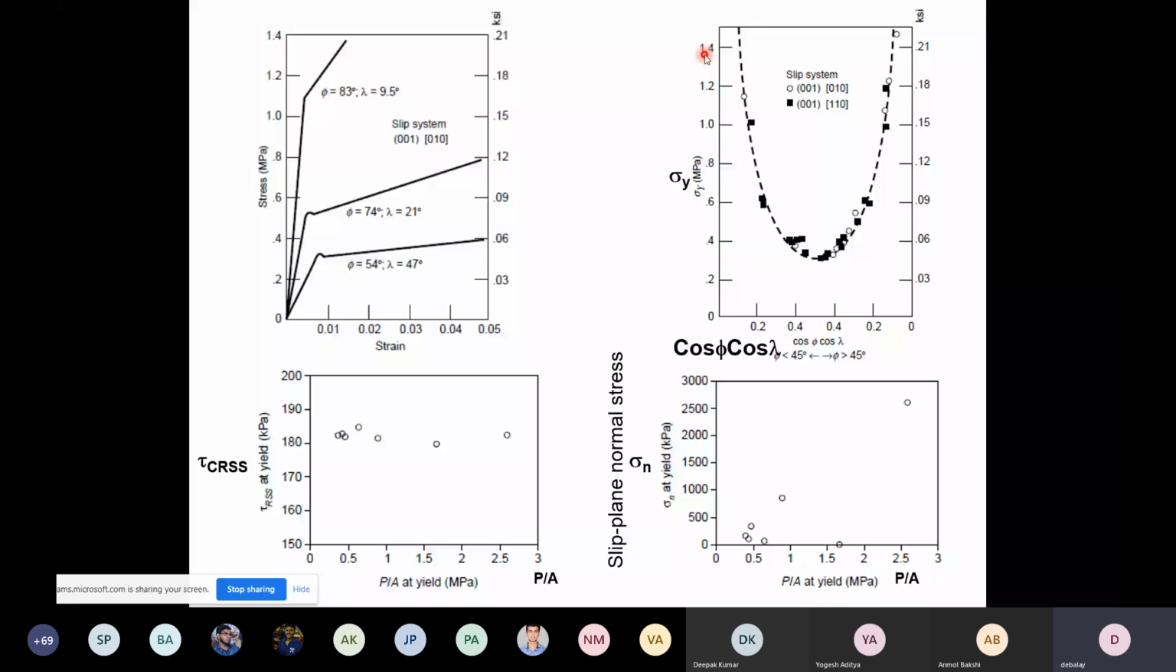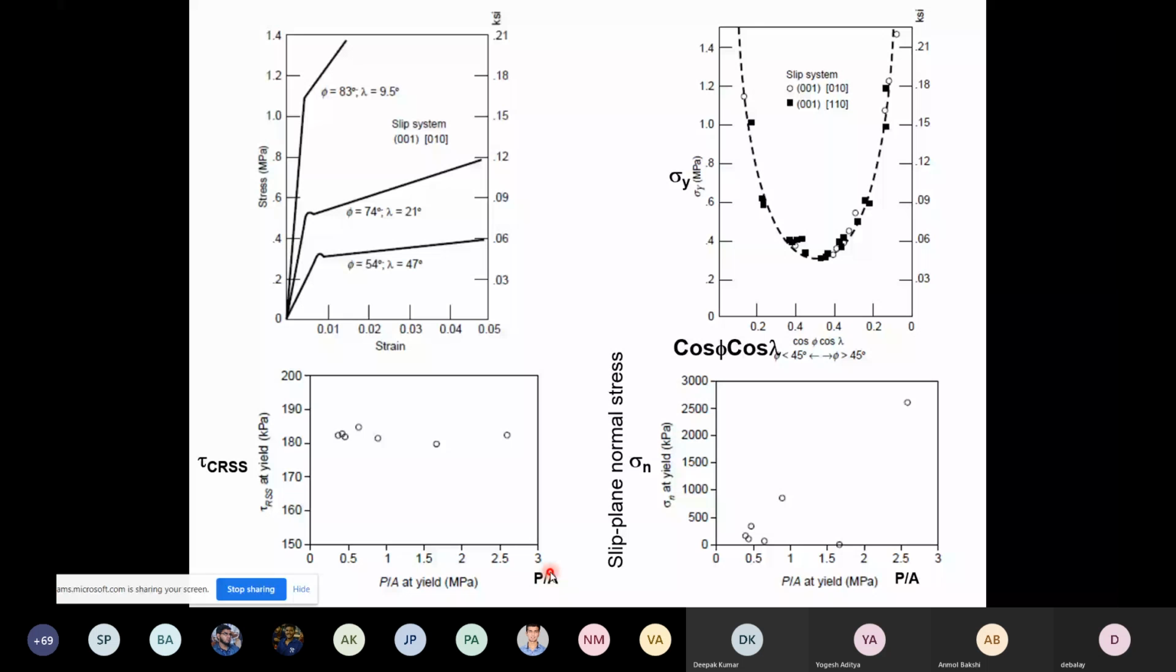And then P by A, where A is the cross-sectional area. So for the P by A stress, it is found that depending on the loading condition, the P by A stress is changing.